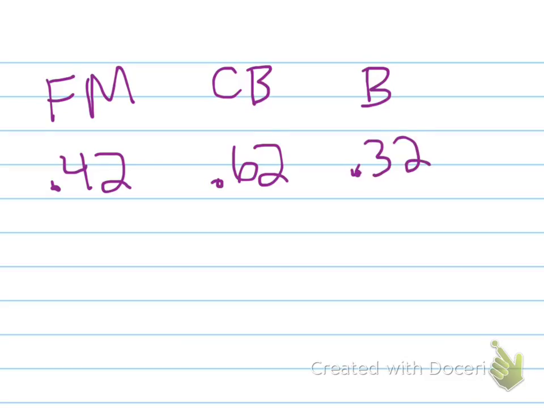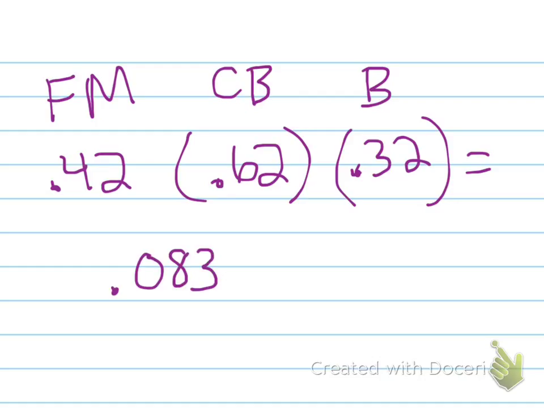And again, we multiply all these things together. So 0.42 times 0.62 times 0.32, and we will get our probability. So after that multiplication, we get 0.083. If we change that to percent form, that would be 8.3% chance of getting fried mozzarella, cheeseburger, and a brownie for dinner.